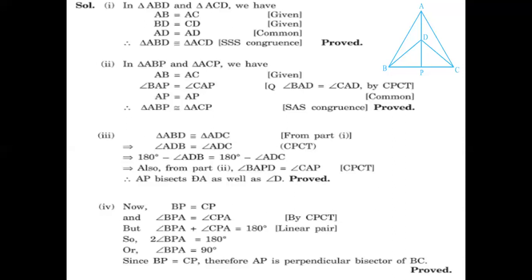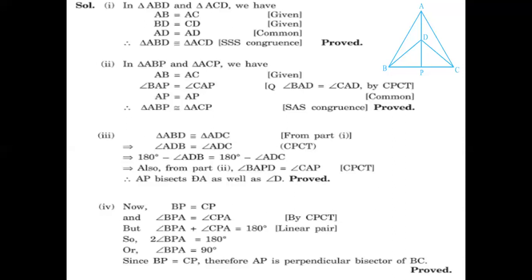So then, what is the common part for both the triangles? Yes, the side AP. So what have I proved as of now? That AB is equal to AC, angle BAP is equal to angle CAP, AP is equal to AP for both the triangles, which helps me to conclude that triangle ABP is congruent to triangle ACP by SAS congruency rule, that is side angle side congruency rule.